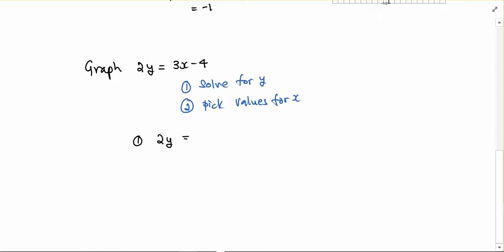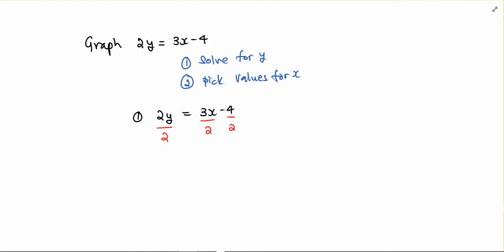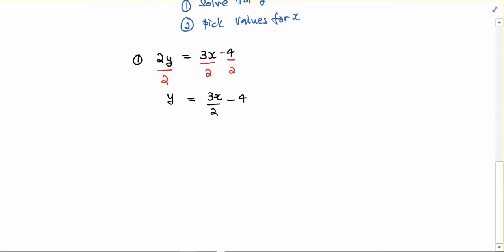So 2y is equal to 3x minus 4. So to solve for y, I would like to get y by itself, so I'm going to divide or multiply using the multiplication property. This side by 2, this also by 2, this also by 2, so everybody gets divided by 2. You got to do it all the way through. So I get y equals 3x divided by 2 minus 4. Okay, so there it is. That's the first step. Now the second step is to pick values for x. So fine, let's pick values for x.